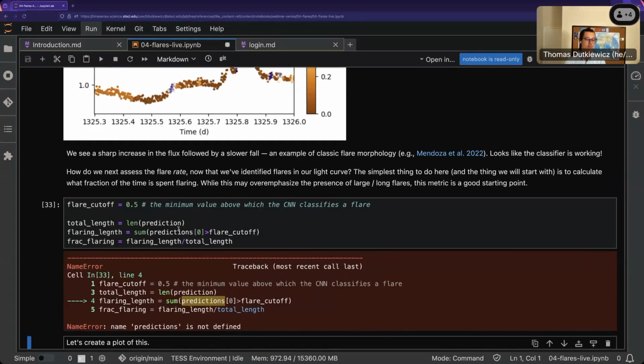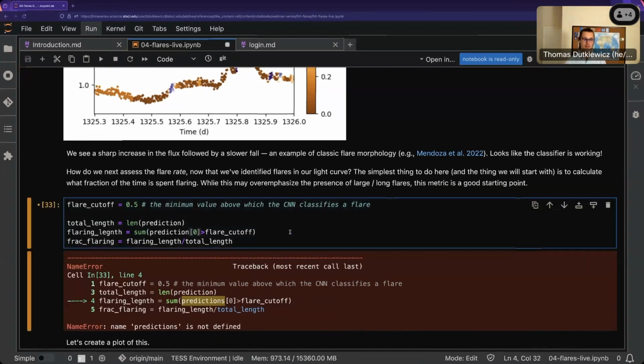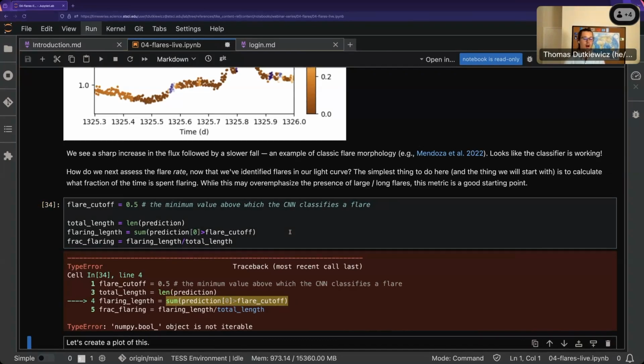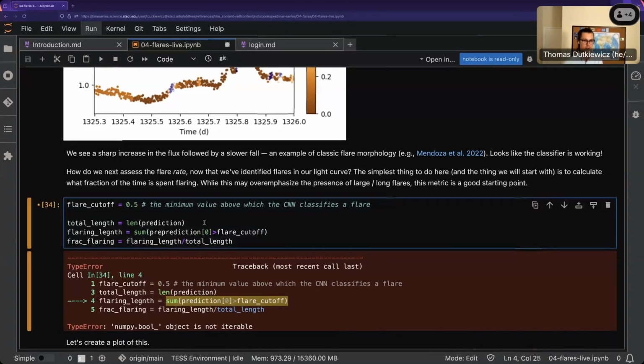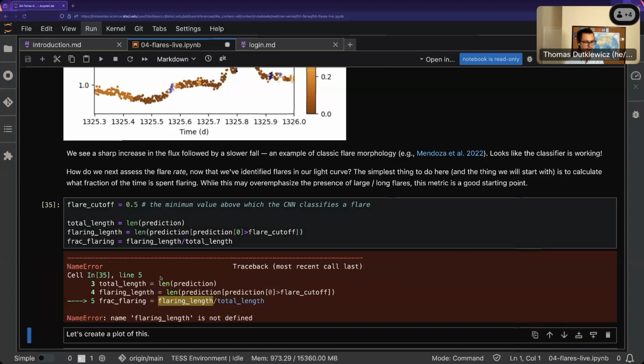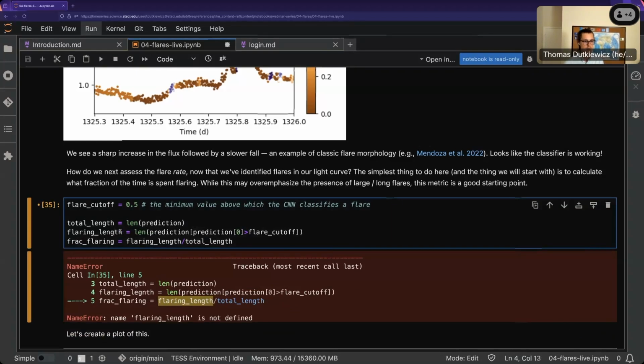Prediction, dang it. Prediction singular is the name of that variable. Oh no, numpy.bool object is not iterable. That's fine. Okay. Womp womp. I really did want that to work. That's totally fine. We'll just do prediction. So we're just doing an index on that now, and we'll just ask what the length of it is, which is fine. That flaring length is not defined because I don't know how to spell.